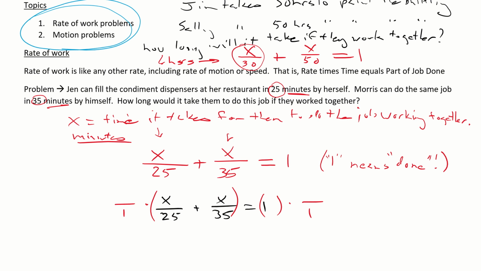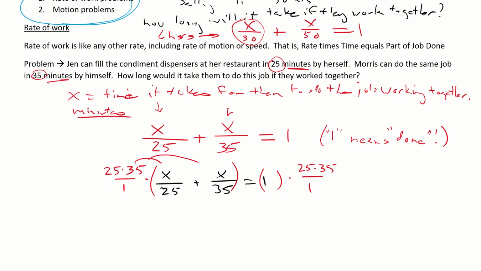You can wrestle with finding the LCD of 25 and 35. But what I was saying was, it's easier to just keep it as 25 times 35. And when I multiply through, it's going to cancel those. And then 25 times 35 here.